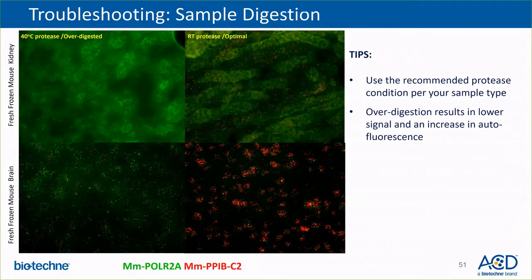Similarly, as shown in the bottom panels, with adequately treated fresh frozen mouse brain samples, there is no background on the right, and you can see beautiful punctate signal. But when the tissue was over-digested, there was an increase in background and reduction in signal.